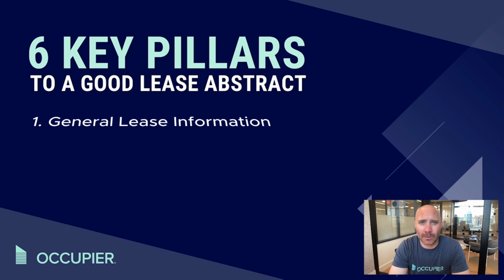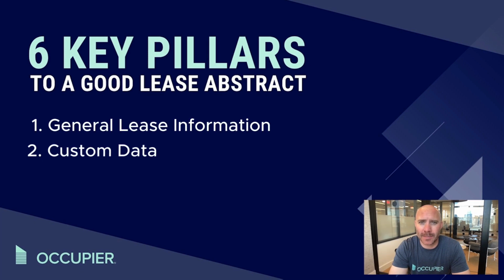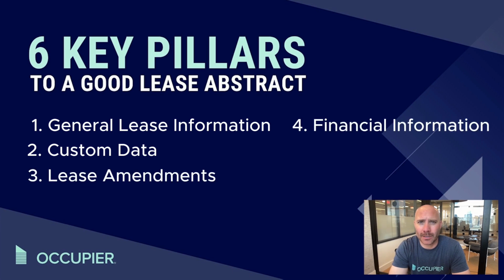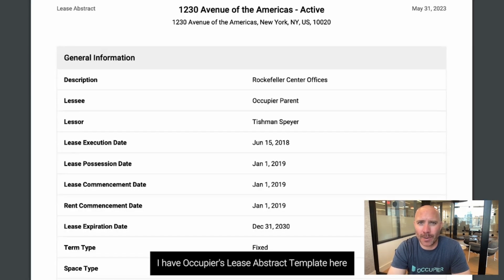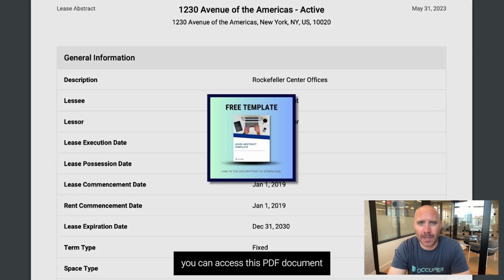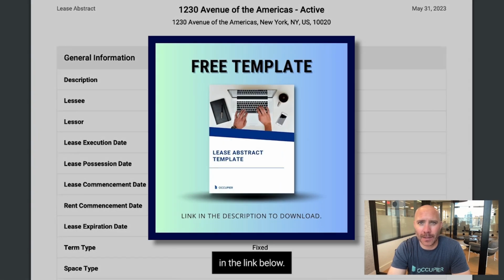They are general lease information, custom data, lease amendments, financial information, critical dates, and clauses. So let's review a lease abstract together. I have Occupier's lease abstract template here. You can access this PDF document in the link below.